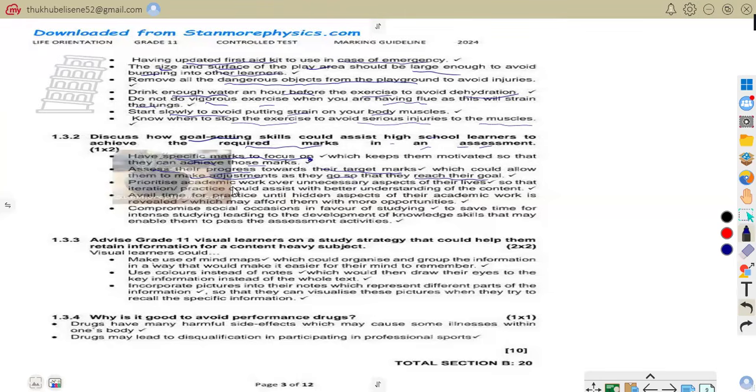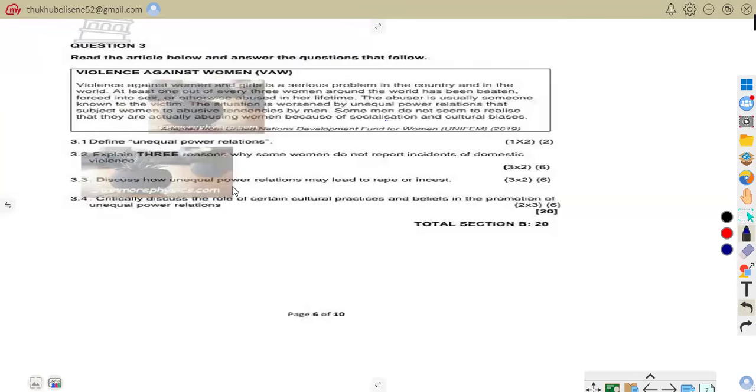So hope we are still on one page. Now let us go to 1.33.